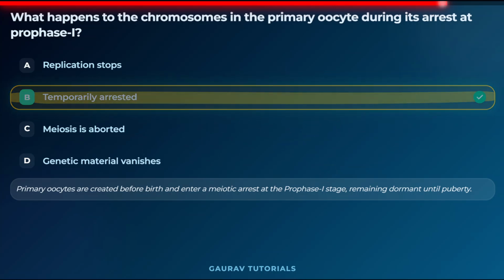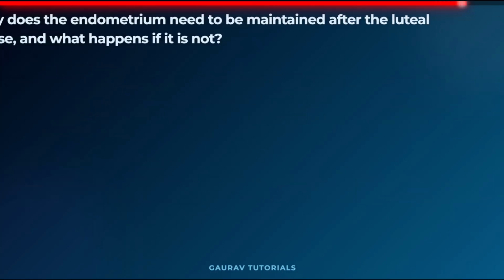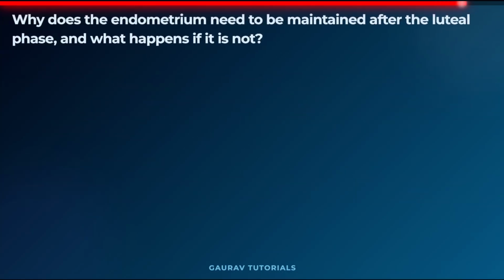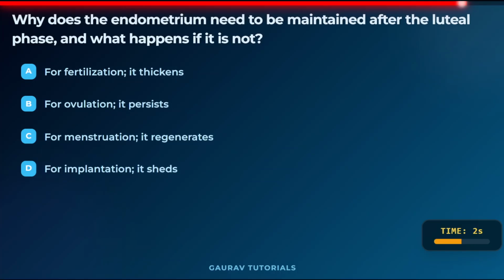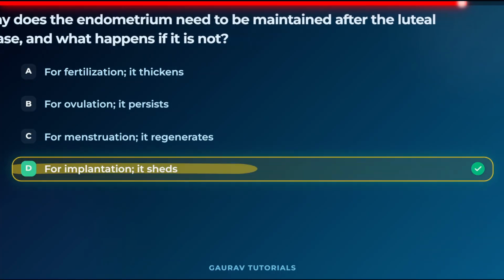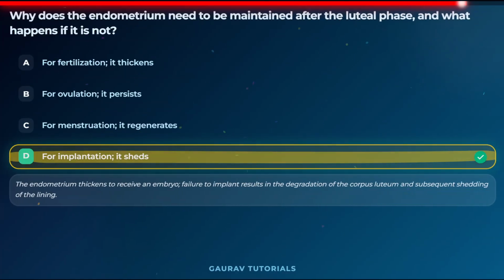The primary oocytes are created before birth and enter a meiotic arrest at prophase 1, which remains dormant until puberty. The next question is: why does the endometrium need to be maintained after the luteal phase, and what happens if it is not? The options are: the correct answer is option D, for implantation, and it sheds.